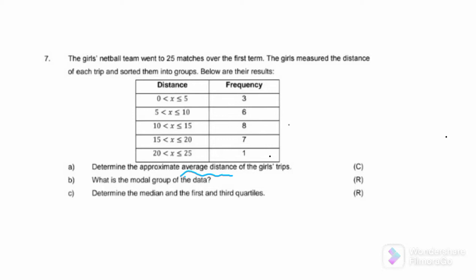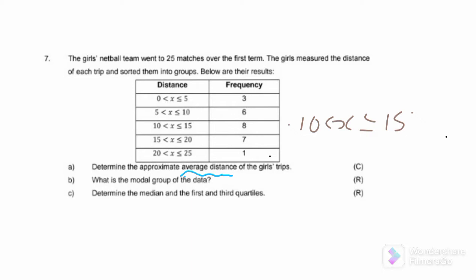So our interval here, for B, our answer basically is 10 to 15. So that is the answer for B. Third question. Determine the median and the first and third quartiles. Okay, we're going to first start with the median. The median is the middle term, right? But how are we going to find it in grouped data? How are we going to go about it?